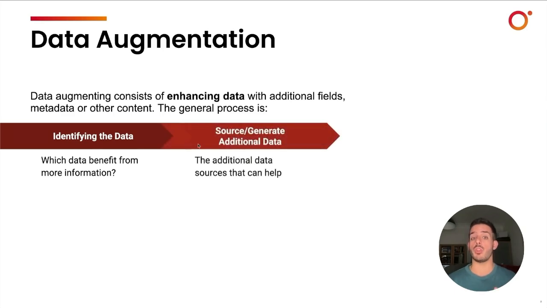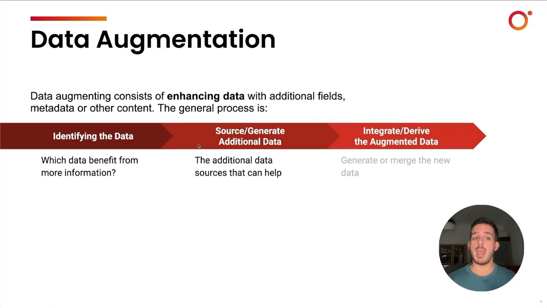Then we source or generate additional data sources that may help. So in that case, if we want to obtain that average transaction value for a location, we have to obtain that information from somewhere, right? We have to calculate it. Maybe it's present in certain reports or so on. But after we decide the additional information that we need, then we have to source it. It's as simple as that. And then finally, we integrate or we derive the augmented data for this additional information, right?